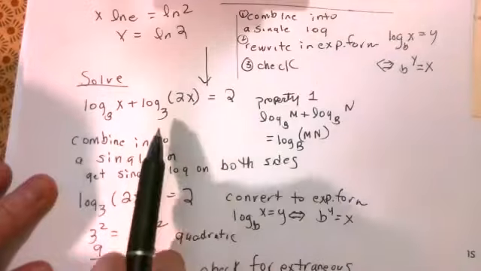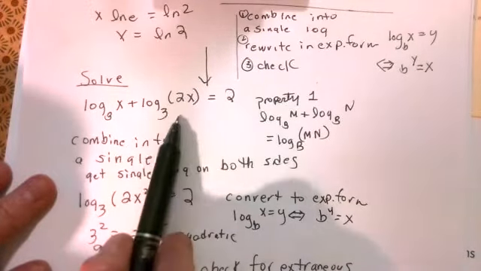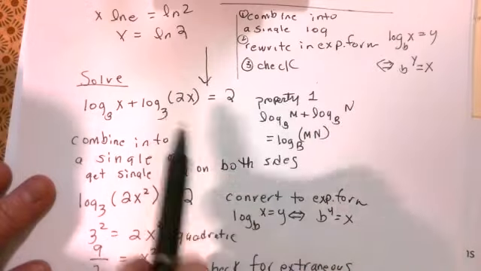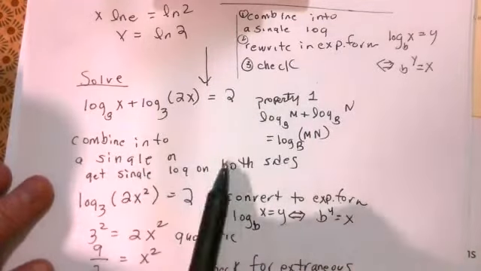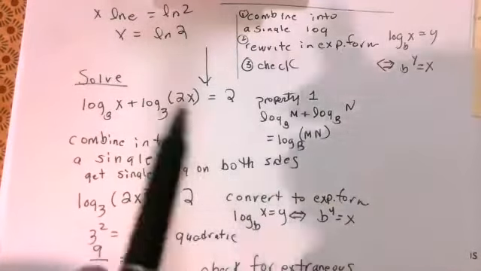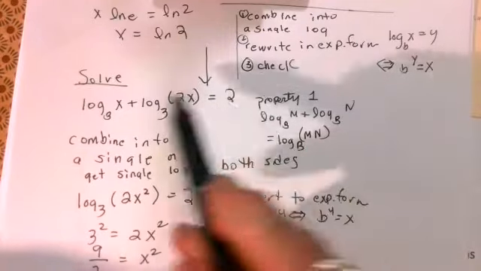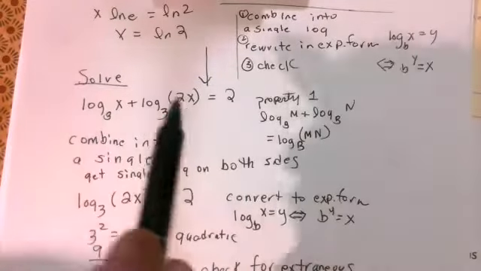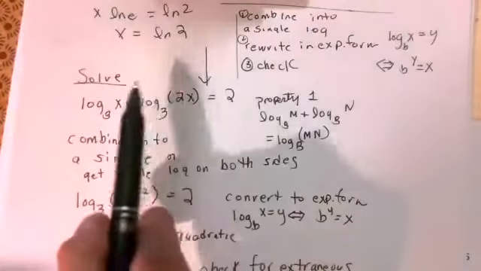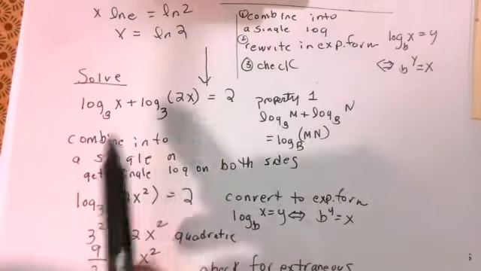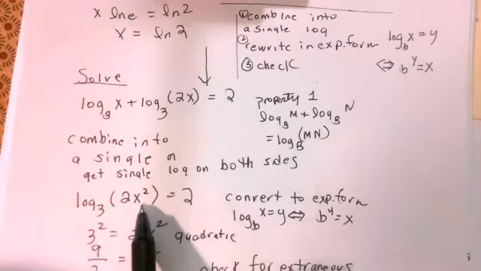So for instance, here, we want to combine into a single log. We can do that because of the product rule or property 1. We can combine a sum as long as they have the same base. So we combine into a single log. Or if you didn't have this constant here, you could get a log on each side, and then, well, you would still have to take care. And let's not talk about that right now. It's just going to confuse you. So we go x times 2x and we combine it into a single log.